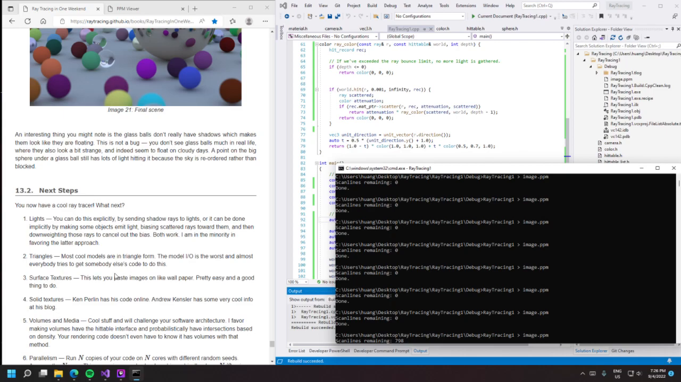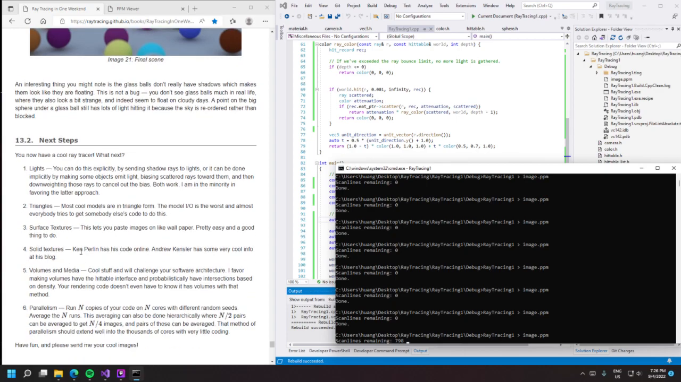Triangles. Most cool models are in triangle form. The model IO is okay. It's the worst and almost. Okay, I don't know what that part is. Surface texture is that you paste images on like wallpaper. Yeah, it is pretty easy, but I think when I tried to explore it in Unreal, it was not easy. Started textures, there's something that we can look at if we're curious. Volumes and media. Cool stuff, and we're challenging our software architecture.